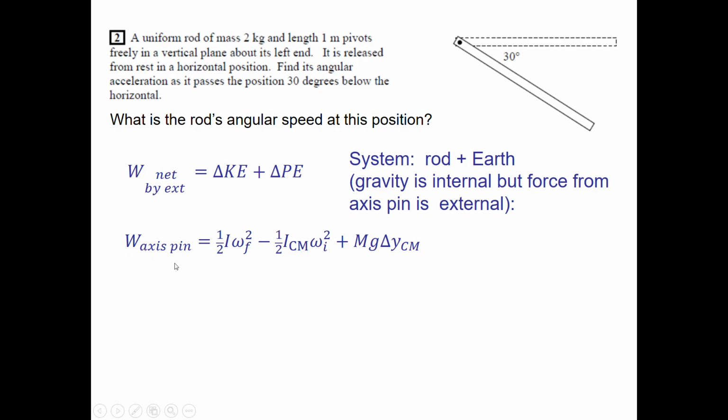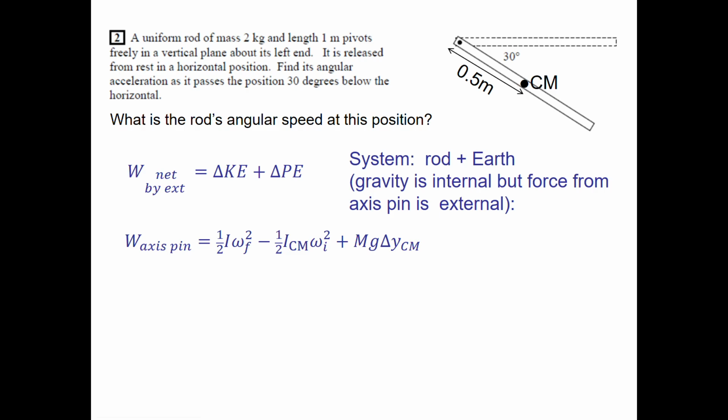That axis pin, as we said, doesn't do any work because the point at which the pin force is being applied to the rod is not moving. So that pin force, even though it's important, it's not doing any work in between the initial and final. To calculate the change in the y-coordinate of the center of mass, well, again, this is a symmetric object. Its center of mass is always at the center of symmetry. That's halfway down the rod, 1/2 meter from the pivot point.